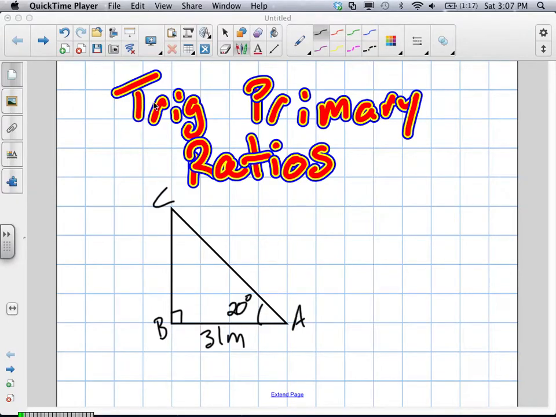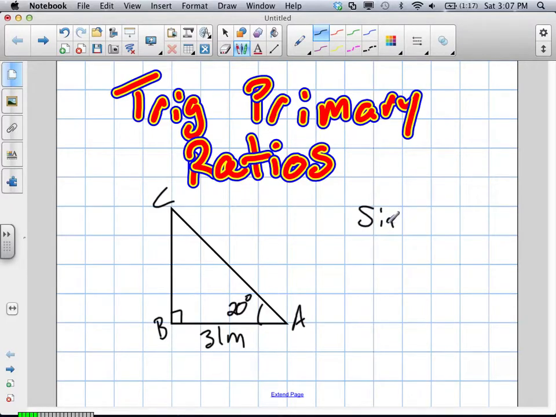Okay, primary trig ratios. The primary trig ratios are SOH CAH TOA, which essentially stands for sine. Now I'm going to draw this symbol. That symbol just stands for the angle. So sine of whatever angle is equal to the opposite over the hypotenuse, or SOH.